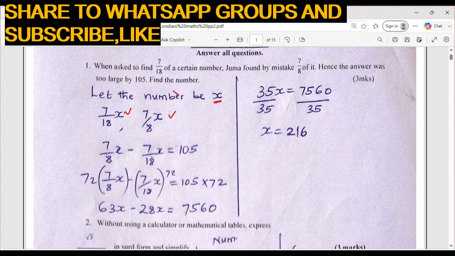The LCM of 8 and 18 is 72. Multiply both sides by 72. Multiply every term by 72, and this one cancels 9 times, this one cancels 4 times, and then you get 63x minus 28x, and the answer will be this. So 63x minus this, the answer is 35x. You divide by 35 on both sides, and you get the number was 216.